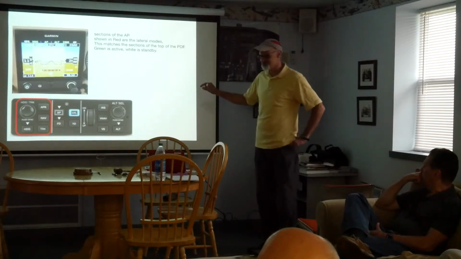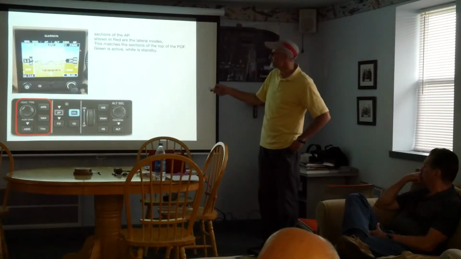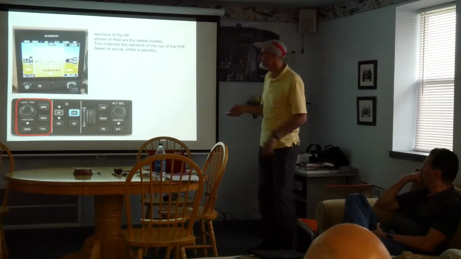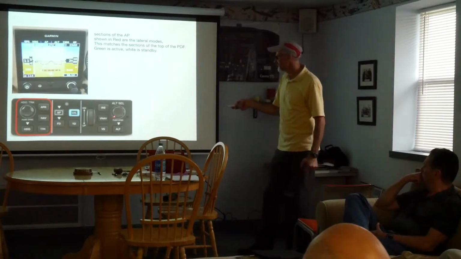Then you can set your altitude. Before you take off, they might say, you know, climb and maintain 3,000 feet. So you would set this to 3,000 feet. What you would see up here is 3,000 feet would be bugged. A little symbol there means what you bug, just like when you have a heading bug.